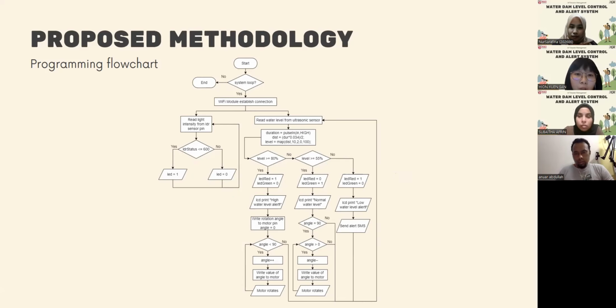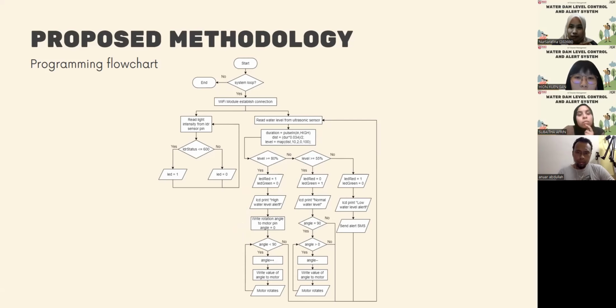So for the constant monitoring system, the ultrasonic sensor reads the water level, and the distance and duration are calculated, and the water level is converted into a percentage. Here we assume that when the water level is high, which is above 80%, the LED lights up, the LCD prints a message, and the motor is started, where it rotates from 0 to 90 degrees.